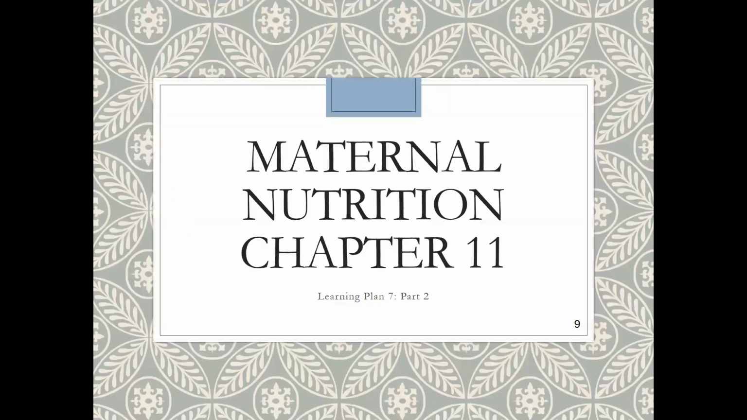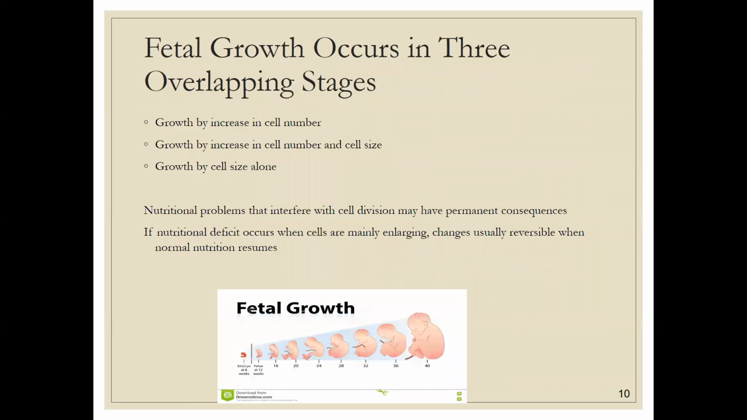All right, so maternal nutrition. This is chapter 11. Fetal growth occurs in 3 overlapping stages. So we have growth by increase in cell number, growth by increase in cell number and cell size, and then growth by cell size alone. So nutritional problems that interfere with cell division may have permanent consequences. If nutritional deficits occur when the cells are mainly enlarging, so that's usually early on, changes usually are reversible when normal nutrition resumes.